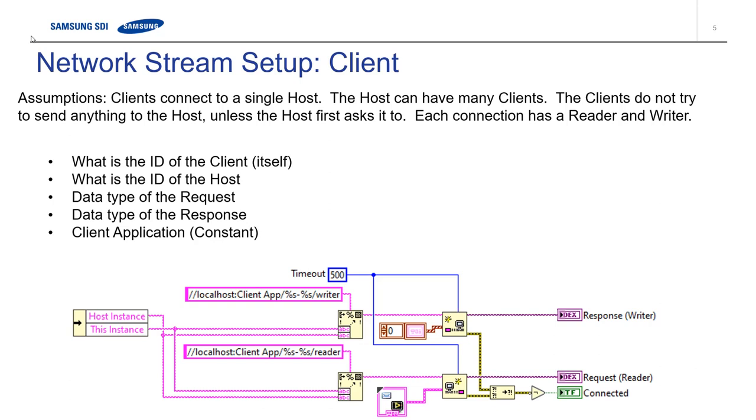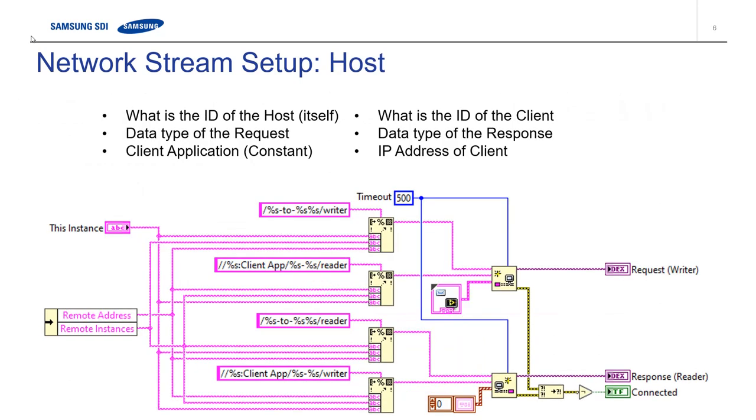And then on the host side, what do you need to know? Well, you need to know what my ID is. What am I? I need to know the ID of the client I'm trying to connect to. I need to know the data types of the request and the response. I need to know the client application, just like before, it's a constant. And then this one, I also need to know the IP address of the client I'm trying to connect to. And you'll notice that the client doesn't care what the IP address of the host is. It can be connected to any host. It doesn't care. But the host needs to know where the client is, if that makes sense.